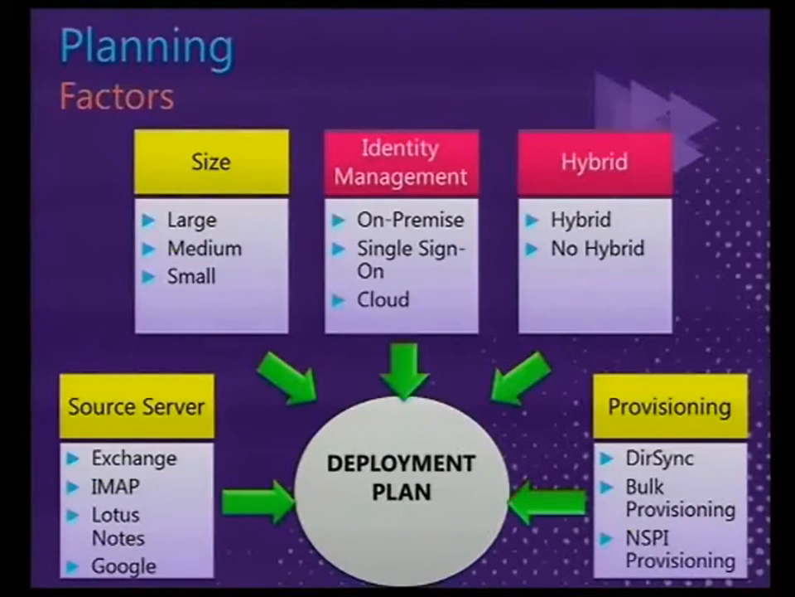Let's go through this. So the factors that we need to look at, number 1 is what's the source? What's the email platform you're migrating from or transitioning from? Then how big is it? How many users do you have? What are the mailbox sizes? Do you have an archive attached to that? All those types of questions you need to really understand. What applications integrate into that existing mail platform?